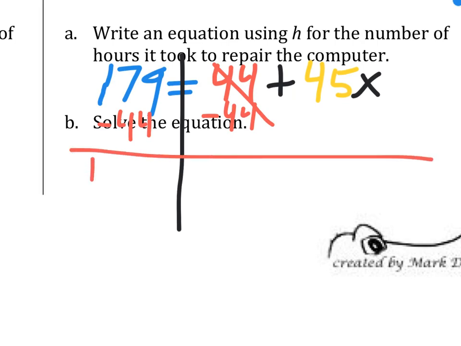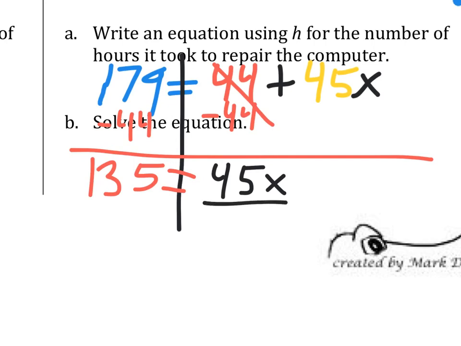179 minus 44 is 135. And now on the right side, I'm going to be left with my 45x. This part's multiplication, so I'm going to undo it with division. So I divide this side and this side both by 45.